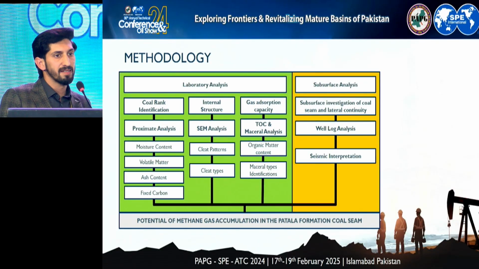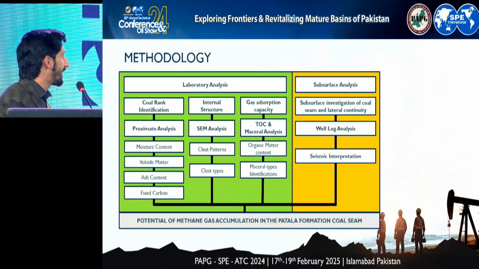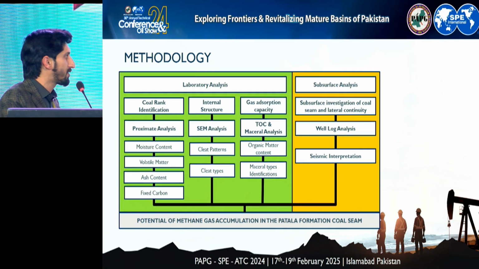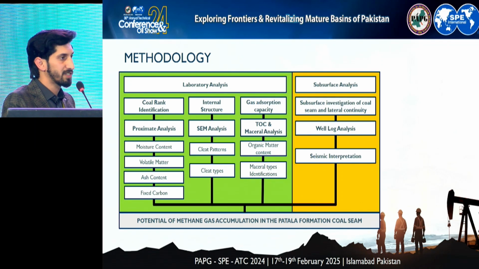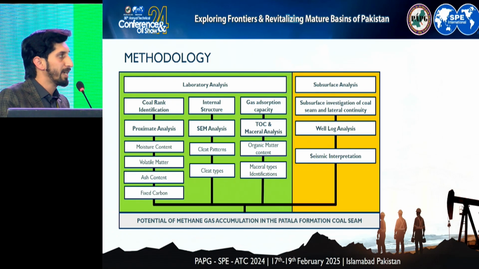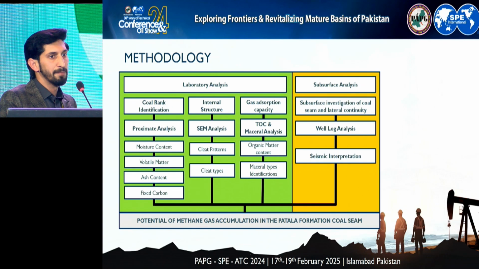Our methodology consists of laboratory analysis as well as subsurface analysis. In laboratory analysis, to find the rank of coal, we performed proximate analysis to find moisture content, volatile matter, ash content, and fixed carbon. And to find the internal structure, we performed SEM analysis to identify cleat patterns and cleat types. To find the gas adsorption capacity, we performed TOC and maceral analysis to find organic matter content and maceral types.